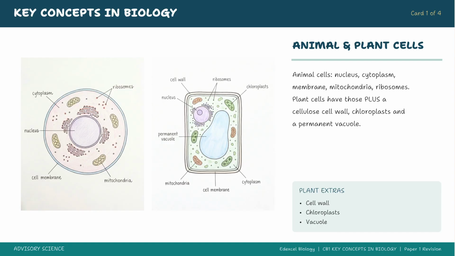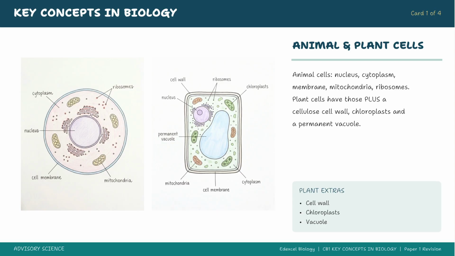Mitochondria release energy through aerobic respiration. So the more active a cell is, the more mitochondria it has. So think of something like a sperm cell that has to swim about. It needs lots of mitochondria to provide energy.